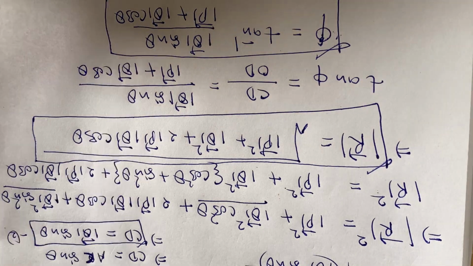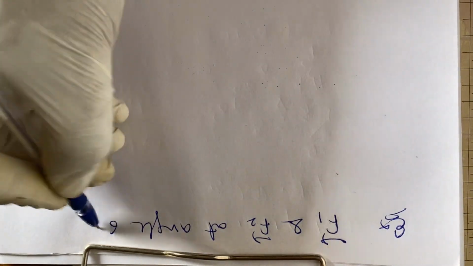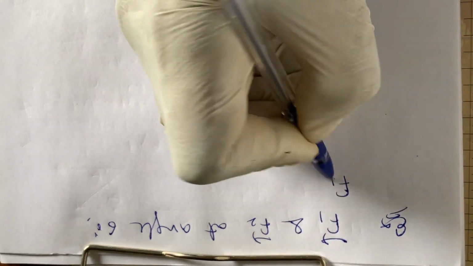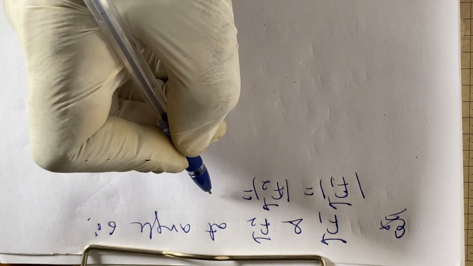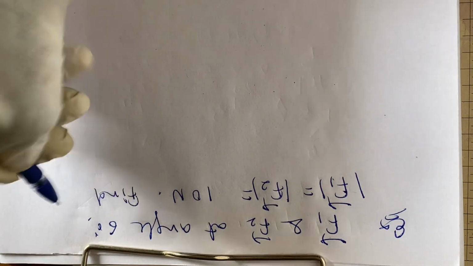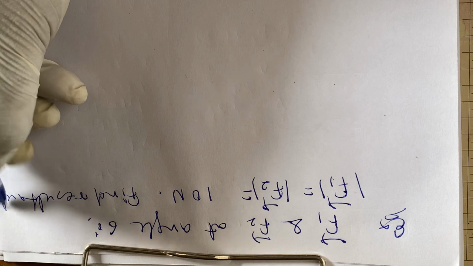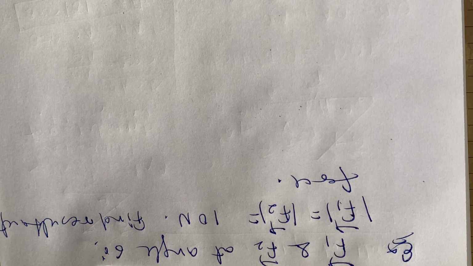Now let's consider one example. Say a question is given as: there are two forces F1 and F2 at an angle of 60 degree. The magnitude of each force, F1 magnitude and F2 magnitude, is let us say 10 Newton. My question is: find the resultant force. So we'll use the law of parallelogram.